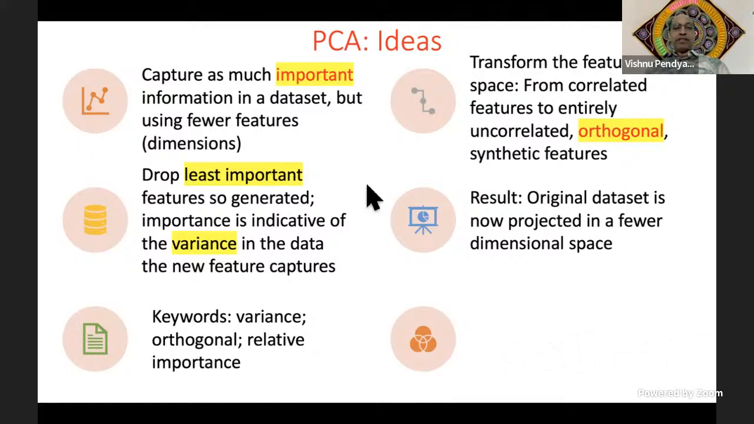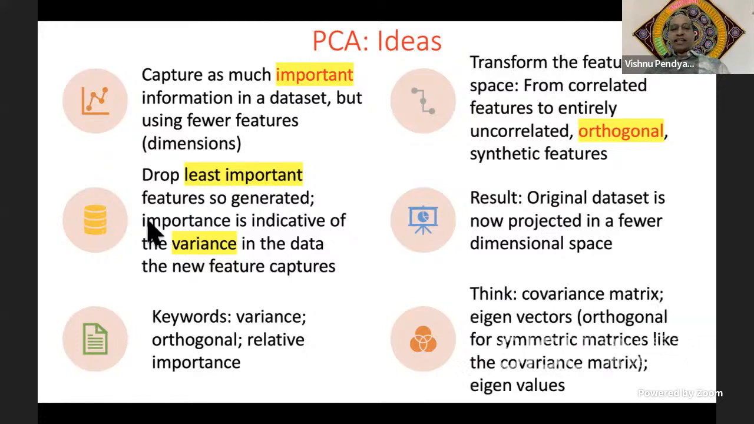So now, if you have observed in the discussion so far, the keywords are variance, orthogonal, and relative importance. So what does that tell you? Variance indicates that we need to compute some kind of covariance of the data. Orthogonal indicates that we want to come up with synthetic features which are orthogonal, independent of each other. And then relative importance: we want to somehow compute the variances captured by the features.